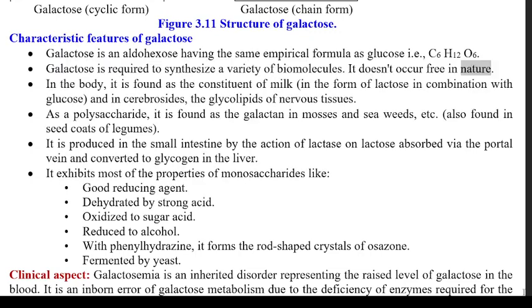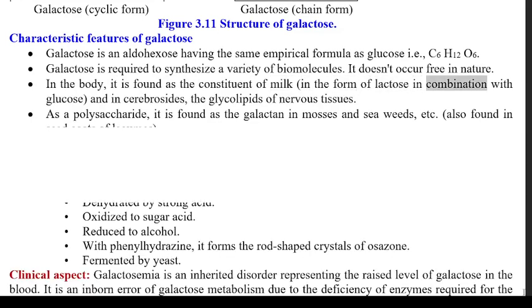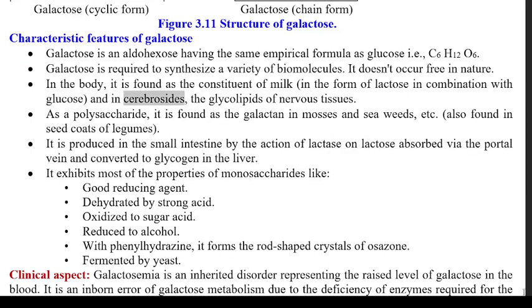It doesn't occur free in nature. In the body, it is found as the constituent of milk, in the form of lactose in combination with glucose, and in cerebrosides, the glycolipids of nervous tissues. As a polysaccharide, it is found as galactan in mosses and seaweeds, etc., also found in seed coats of legumes. It is produced in the small intestine by the action of lactase on lactose, absorbed via the portal vein and converted to glycogen in the liver.